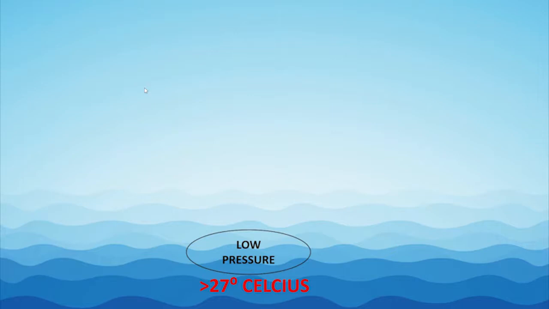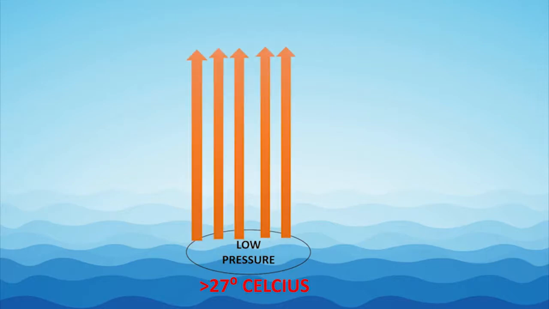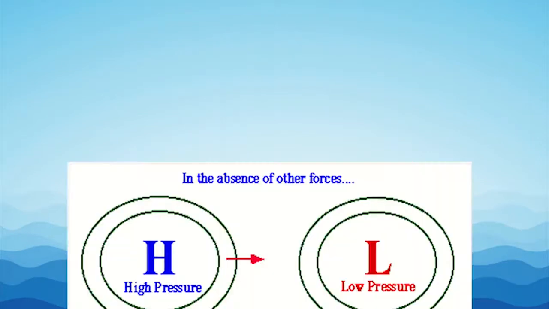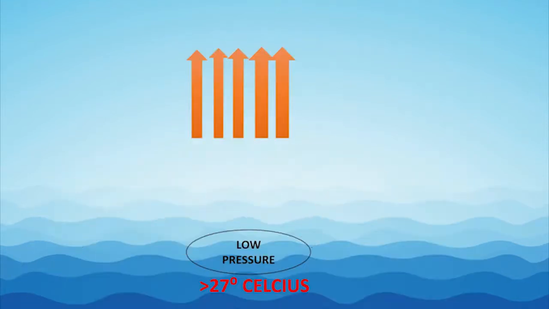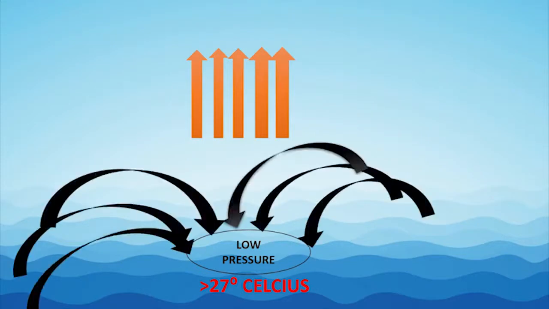Low pressure means air above the water gets heated and becomes light, so it moves upward. In simple words, this region has less air and therefore pressure is low. Air always moves from high pressure to low pressure due to the pressure gradient and tries to fill the vacuum. Therefore, low pressure on water attracts air from adjoining high pressure areas.